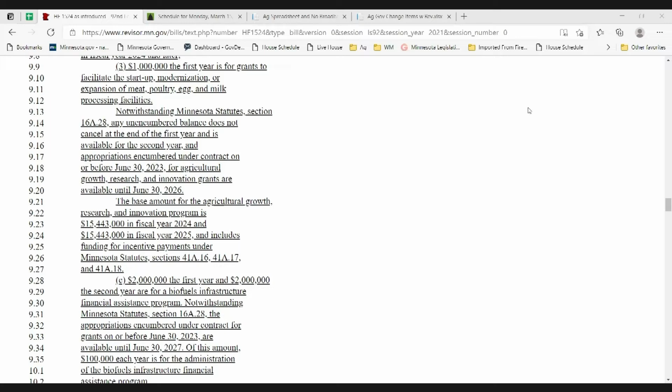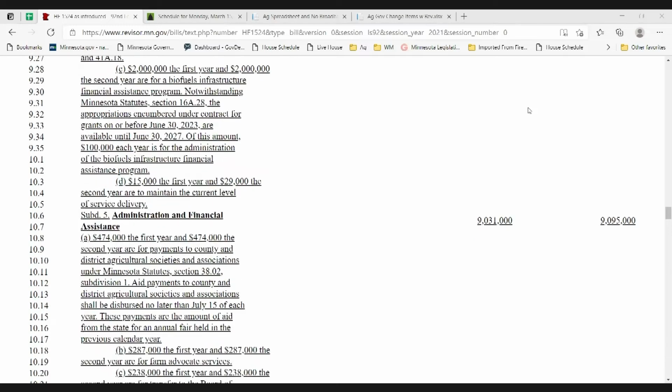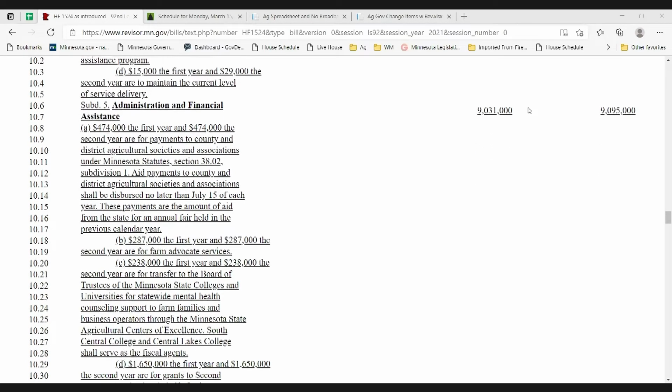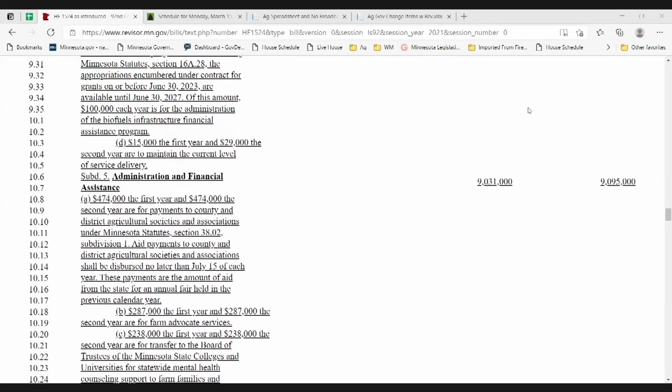The rest of the rider then down to 9.28 is base, and then on 9.28, you'll see the language that goes with the governor's proposal to appropriate $2 million per year base for biofuels, infrastructure, and financial assistance. And then at the end of subdivision 4 is the operating adjustment for this budget area.